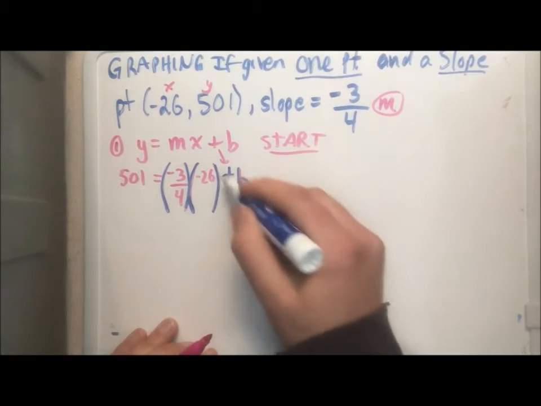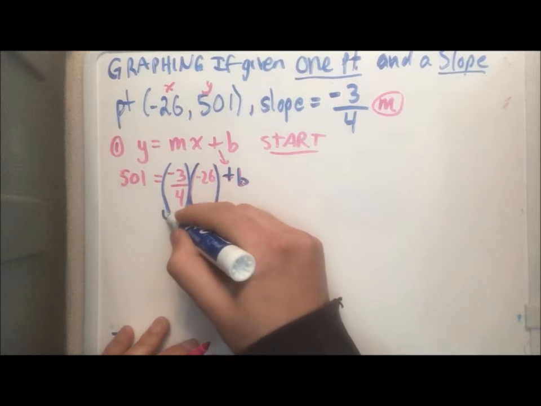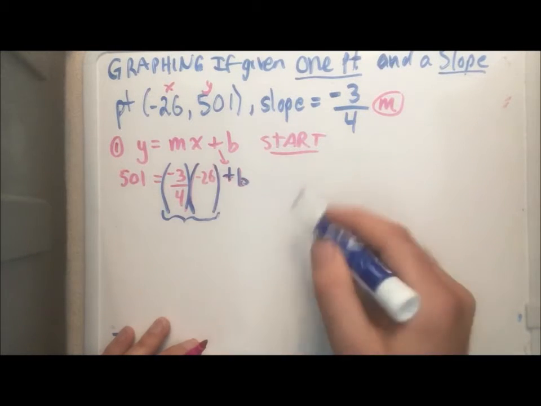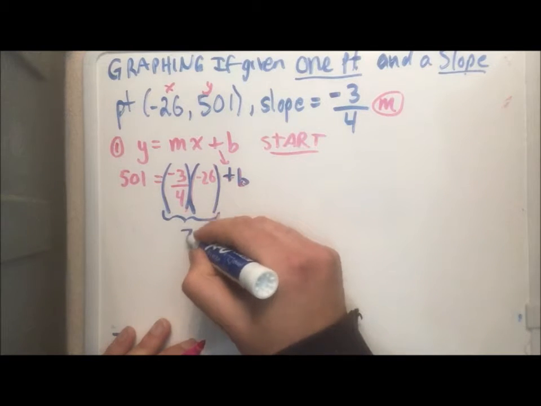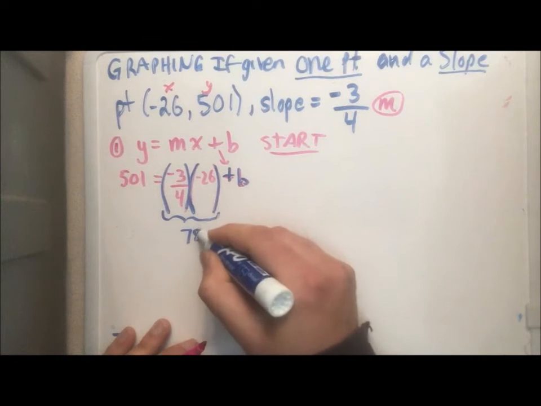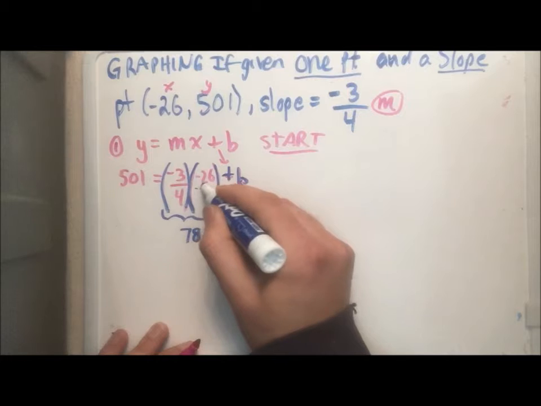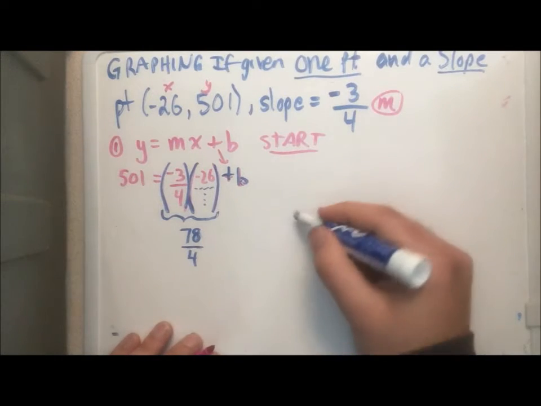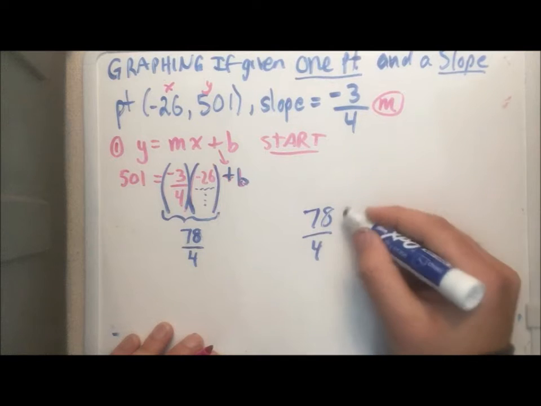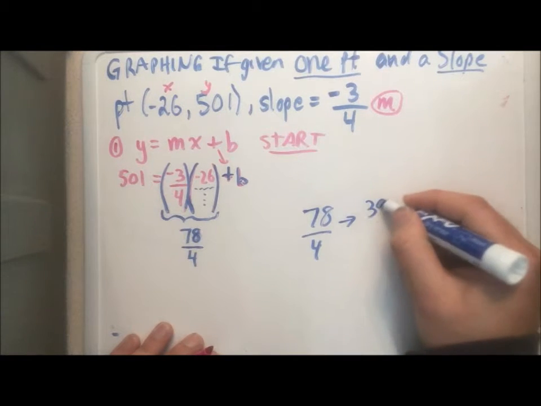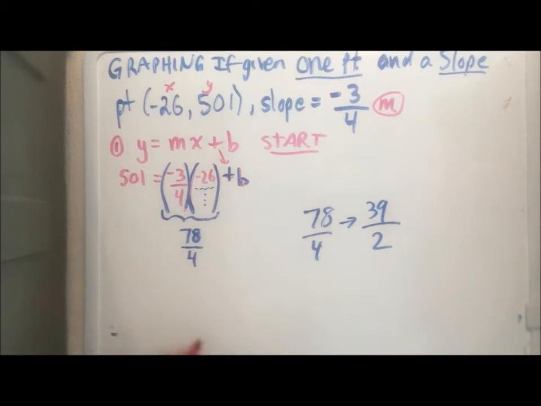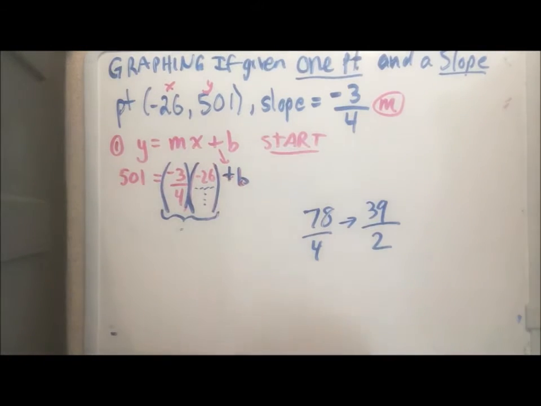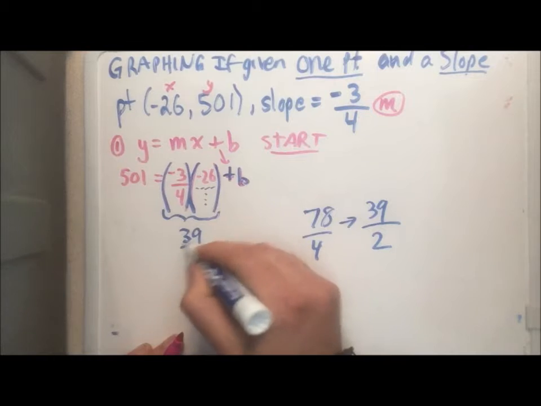So I'm trying to get b by itself. So what I'm going to do is clean this up a little bit. Negative 3 times negative 26. Off to the side, I did some work. It ends up being positive 78. 4 times 1 ends up being 4. That's okay. Hey, 78 divided by 4, we can split that down. That'd be 39 over 2. It's always a little easier to use smaller numbers, so why don't we do that? 39 over 2.